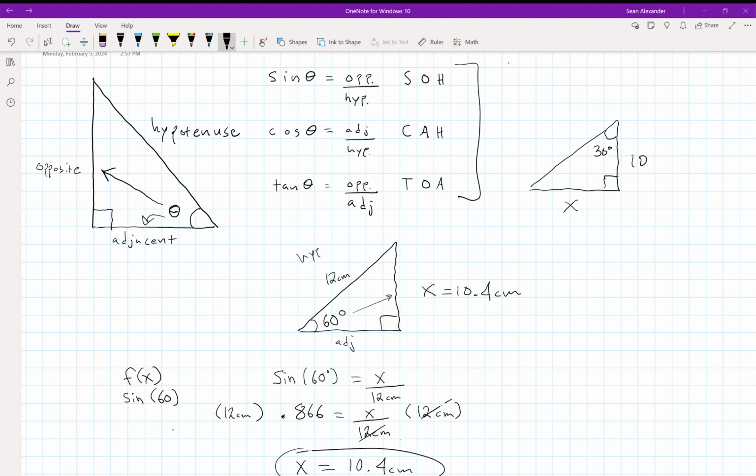Now, here's the tricky point. Which side's the opposite and which side's the adjacent? Well, it's all relative to the angle in question. We can see they gave us a 30-degree angle. This is now the opposite side because it's opposite the angle they gave us. This side is now the adjacent side because it's next to the angle they gave us. And the hypotenuse is always the long side. So that's kind of a tricky point there.